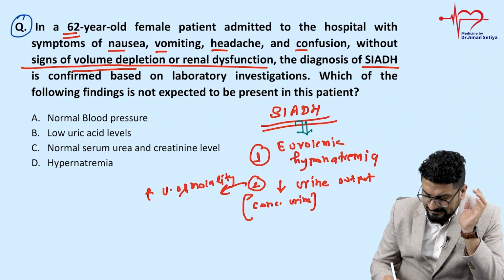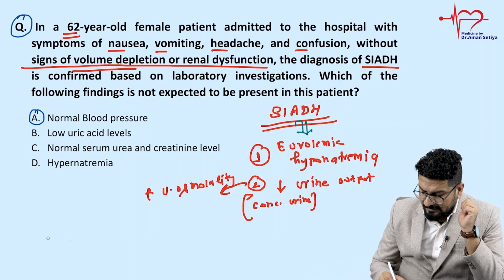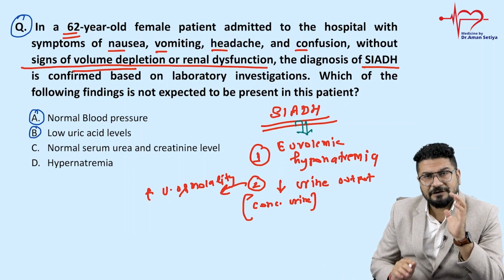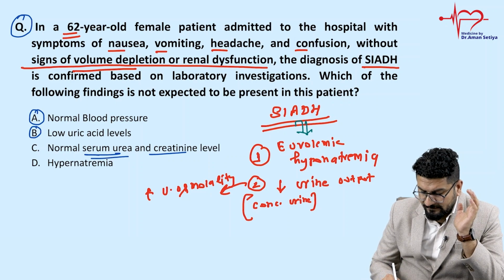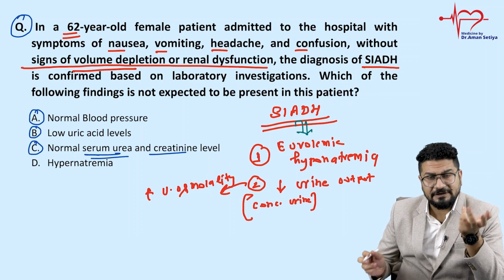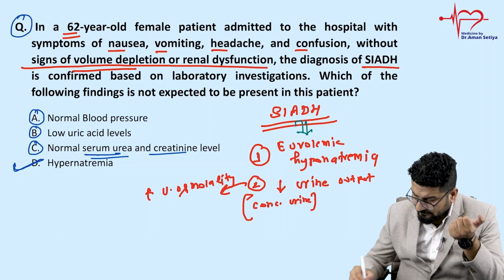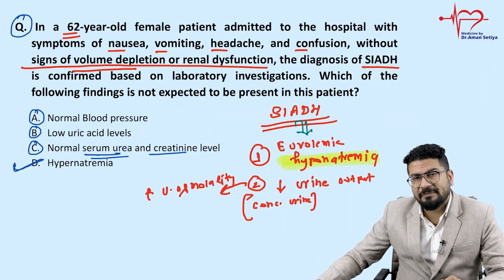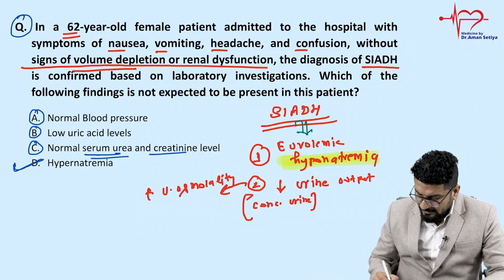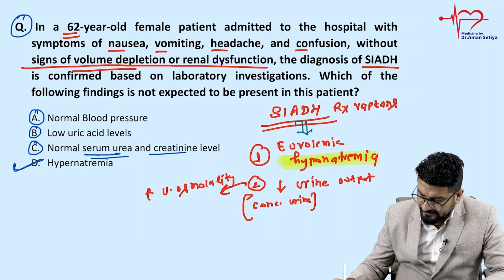Low uric acid. Uric acid level can also be low in a patient of SIADH, but in most patients you will see it is in the normal range. Normal serum urea and creatinine. Kidney function should be normal. So these three are present. That is actually seen. Hypernatremia is not seen. What we see in SIADH is hyponatremia. It's the classical example of euvolemic hyponatremia. Very, very important. So how will you manage this patient? Remember, for treatment, we give Vaptans.